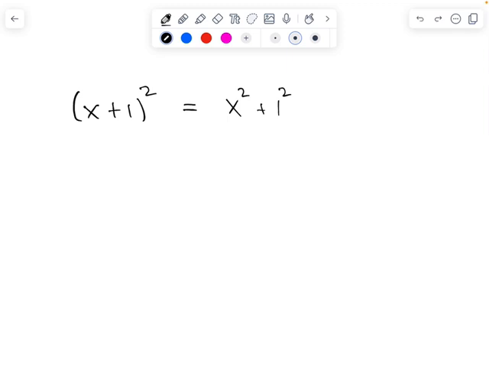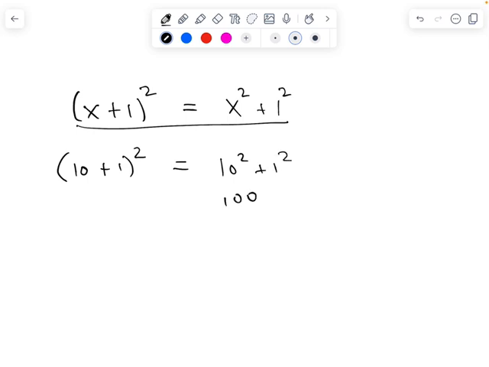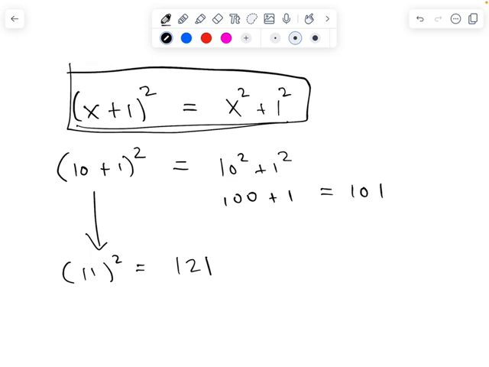Let's use a technique where we just try some real numbers and see if our theory is valid. If this is true, then we could rewrite this as 10 squared plus 1 squared. 10 squared is 100, 1 squared is 1. That should give us 101. Now let's check this out. 10 plus 1 is really the same thing as 11. 11 squared is 11 times 11, which is 121. So we have a problem here, and that disproves our initial hypothesis. We were hoping that that 2 would distribute and hit both of those terms. So let's talk about why that doesn't work.